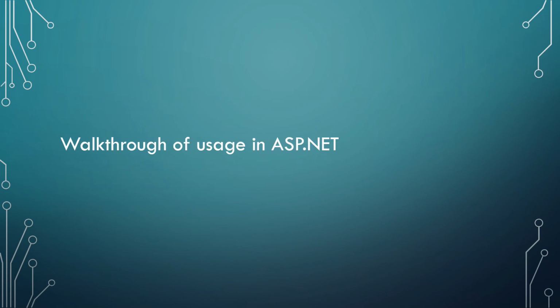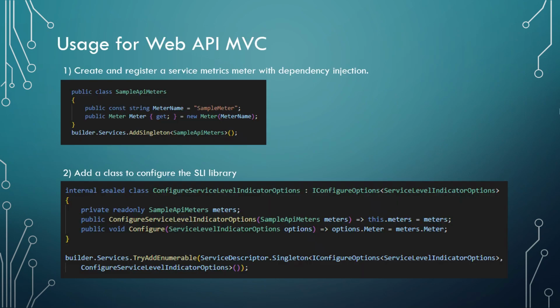So the rest of the slides are about using this NuGet package in an ASP.NET web app. Next, we need to add a class to configure the SLI library. And this is the basic IConfiguration option setup where we are hooking up the meter of the service and passing it on to the SLI library.